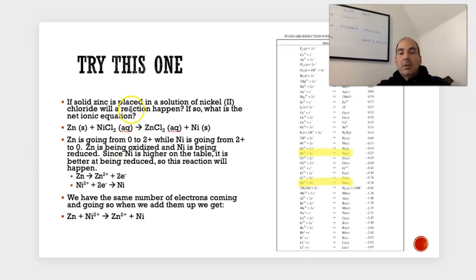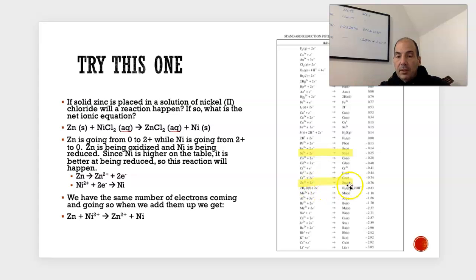So in terms of will it happen, I look for zinc, I look for nickel. Zinc is the one that's trying to be oxidized. It's going from 0 up to +2. Zinc is lower on the chart. Yes, this reaction will happen. So now in terms of balancing or figuring out the net ionic, I just copy down my half cells. So I have, remember the oxidation one has to be reversed.